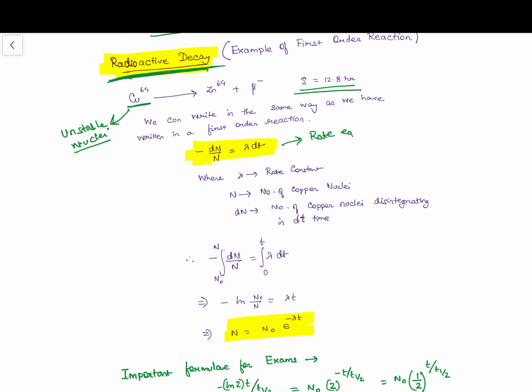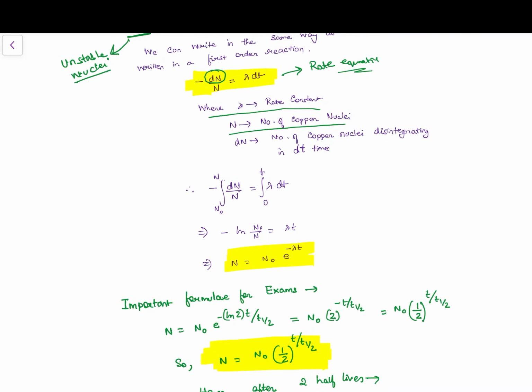The rate equation can be written as follows: minus dN by N is equal to lambda dt, where lambda is the rate constant, N is the number of copper nuclei, and dN is the number of copper nuclei that are being disintegrated in dt time.